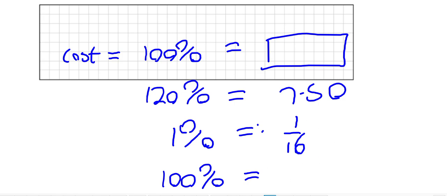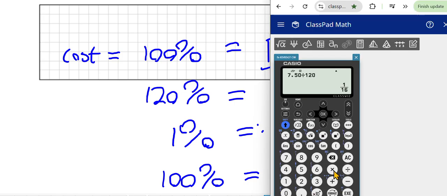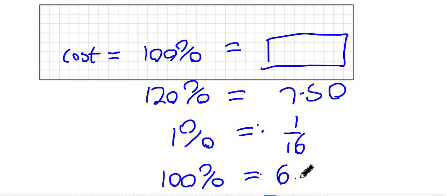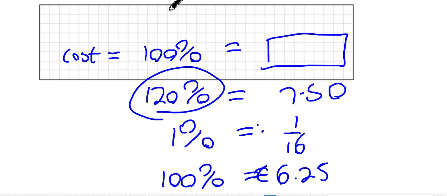And then how do I get back to 100%? Times it by 100, is it? (25 over 4), which is 6.25. I couldn't give any attempt marks on that one, I'm afraid. Attempt marks were based on 120%.